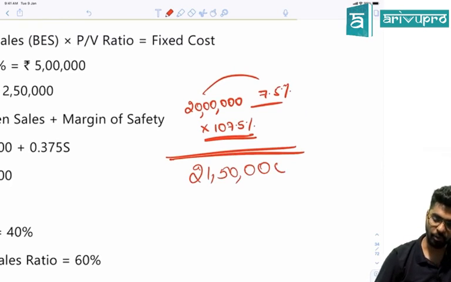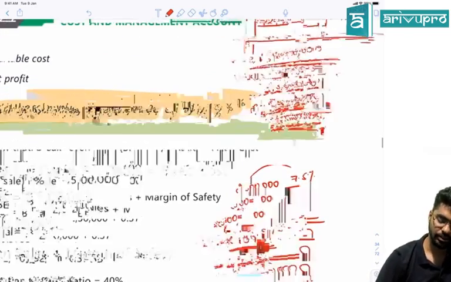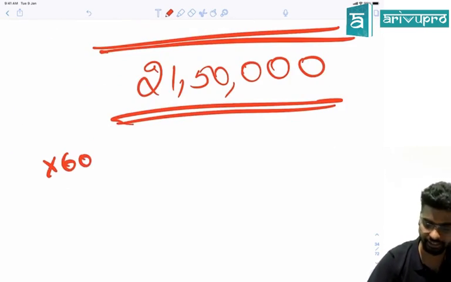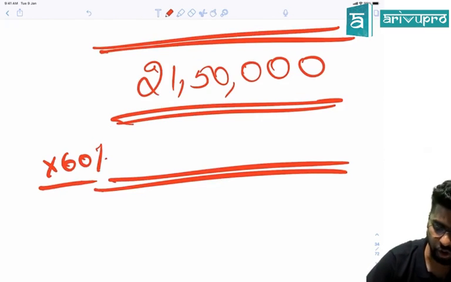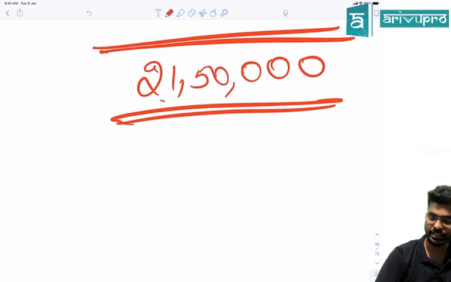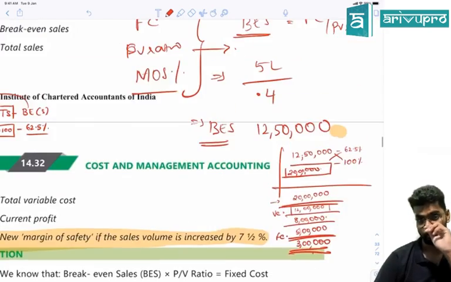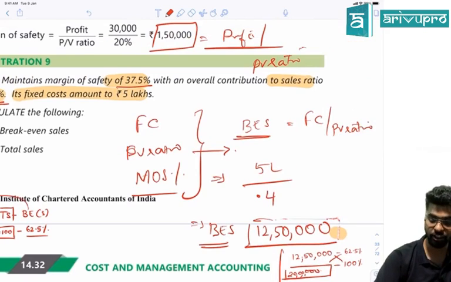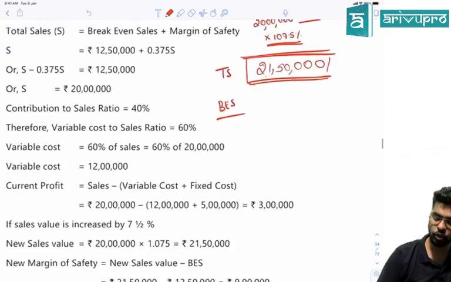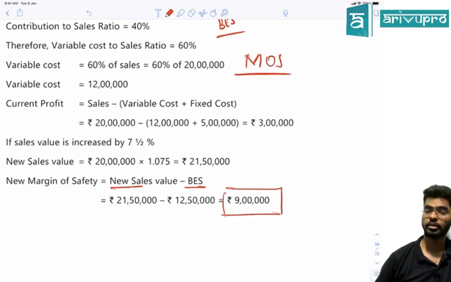Okay. How much was my variable cost? 12 lakh, or I can say 60% is my variable cost. Sorry, they've asked only for the margin of safety, no? So 21 lakh 50,000 is my total sales. What is my break even sales? I calculated in the first line, break even sales is 12 lakh 50. They're asking me for the new margin of safety. Therefore, new sales minus break even sales, it will be 9 lakh. Did you all understand till here? Guys, are you clear?